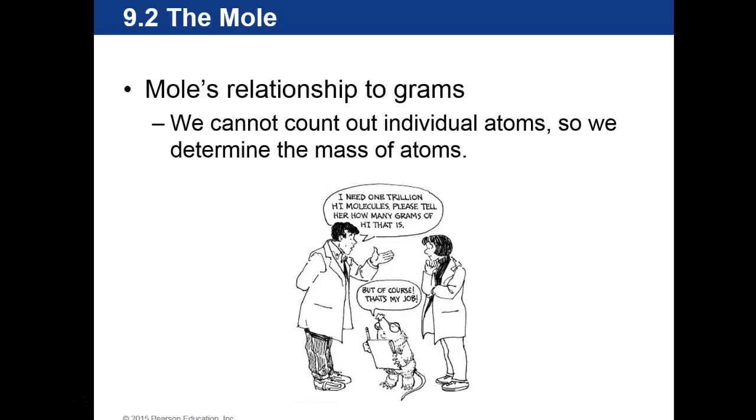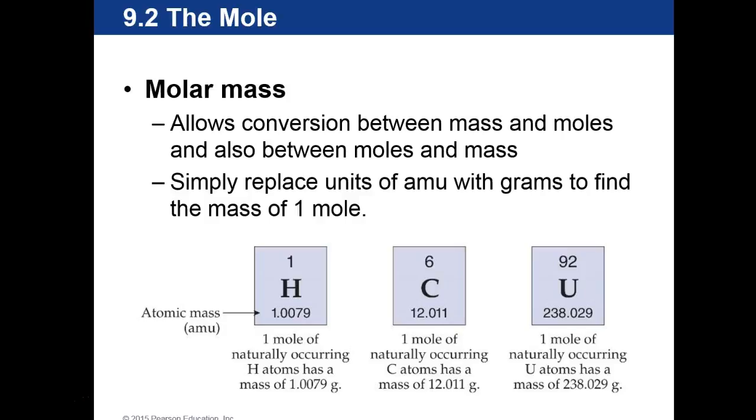So what is this relationship to grams? We can't count out individual atoms, so we determine the mass of them. This is where the periodic table is going to become like your best friend, okay? So molar mass allows the conversion between mass and moles and also between moles and mass. We simply replace the units of AMU, atomic mass unit, with grams to find the mass of 1 mole.